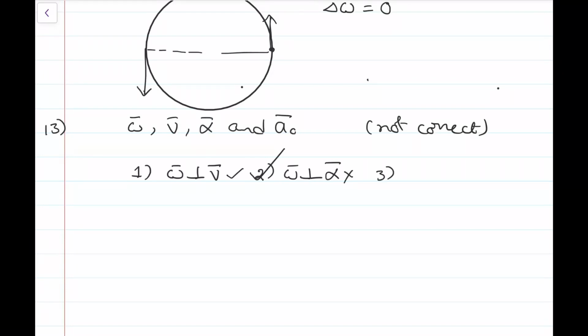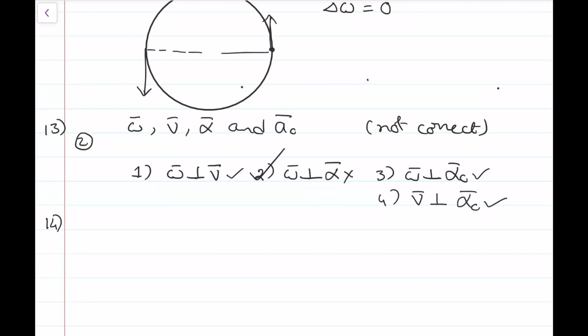And let us check the third one also. Omega bar is perpendicular to centripetal acceleration. Omega bar and centripetal acceleration both are mutually perpendicular. The statement is correct. And the fourth one, v bar and centripetal acceleration are mutually perpendicular. This statement is also correct. So here we have to identify the wrong option. That's why for problem number 13, option 2 is correct.